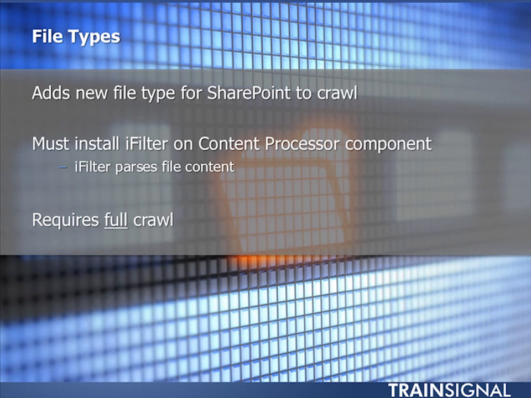So you'll have to install the iFilter onto the content processor so that way it can actually bust the file open and do its work. That little screen inside of Central Administration isn't going to do it for you. Now, one of the very big things about installing a brand new iFilter is that it does require a full crawl.